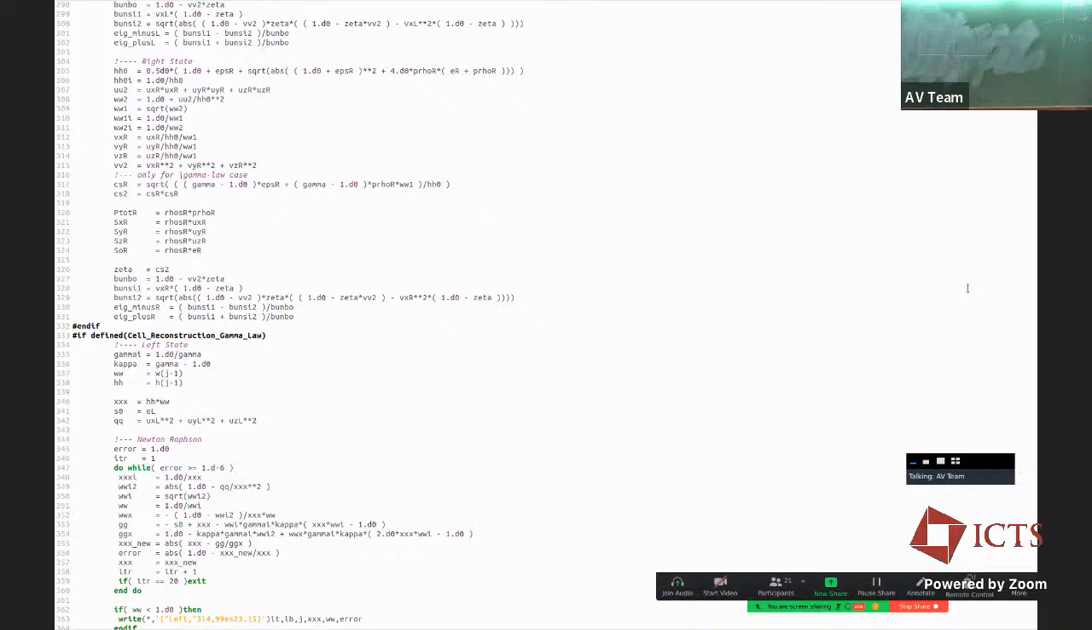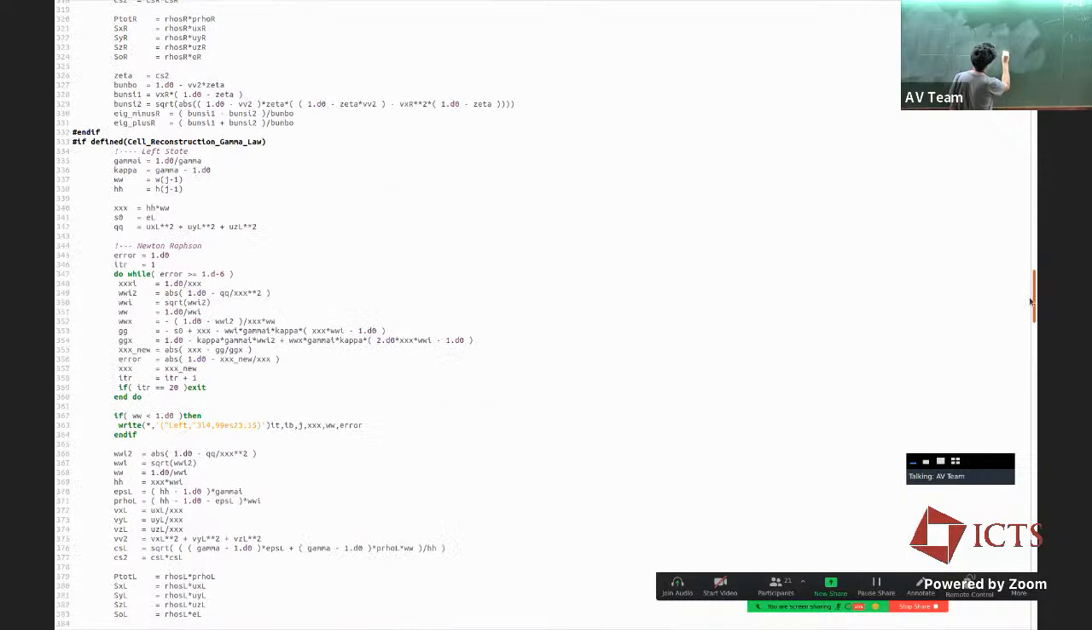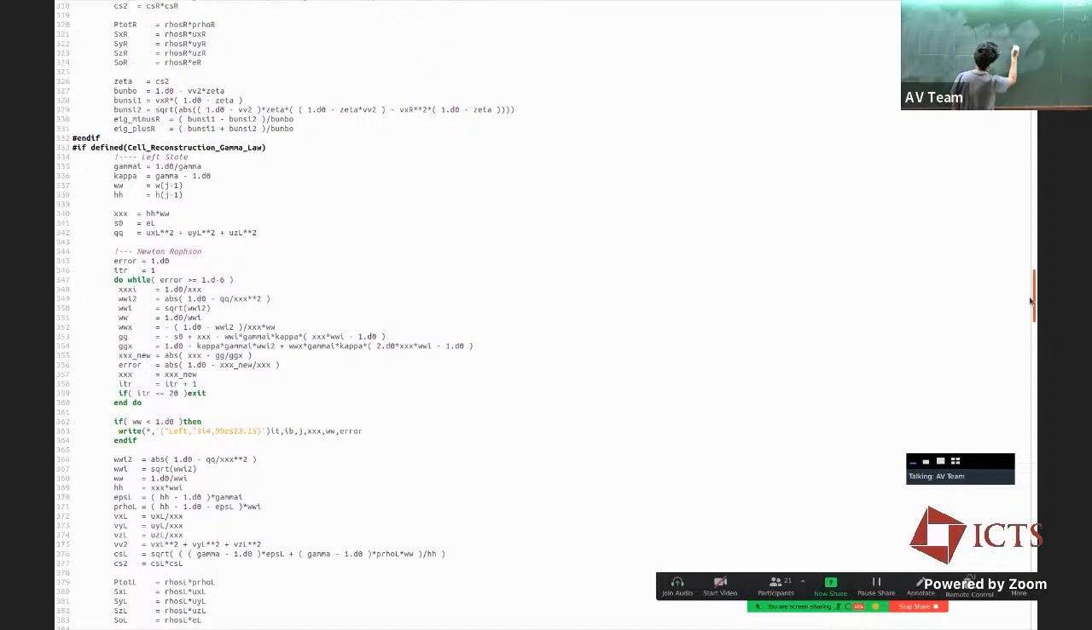So this cell reconstruction gamma rho solves the primitive recovery at the cell interface, assuming the gamma rho equation of state. The procedure is to solve, given these quantities, some algebraic function for H omega and G omega squared going to zero, something like that. You can find this expression in the lecture note for the gamma rho equation of state. I solved this equation by the Newton-Raphson method here.